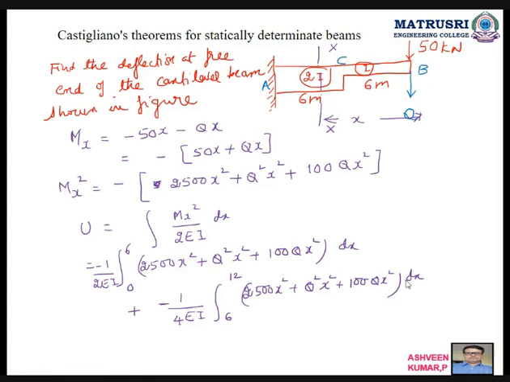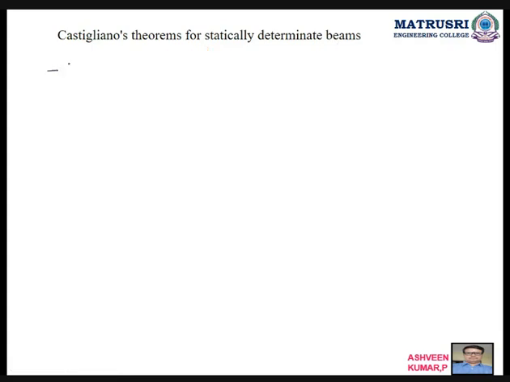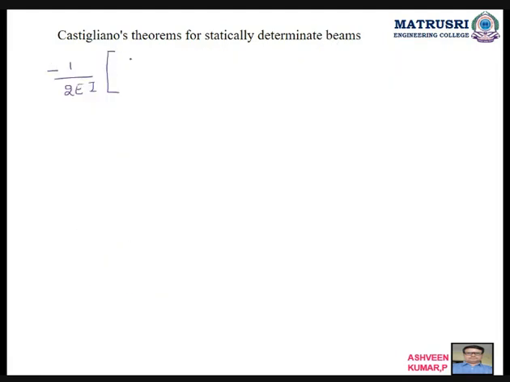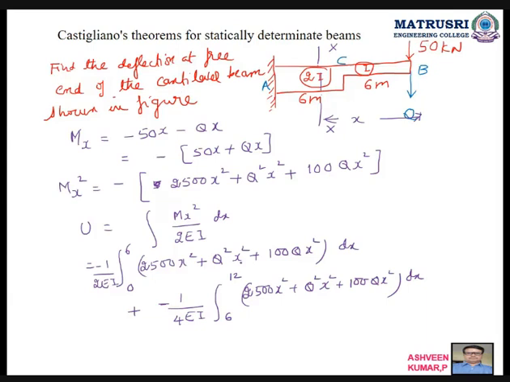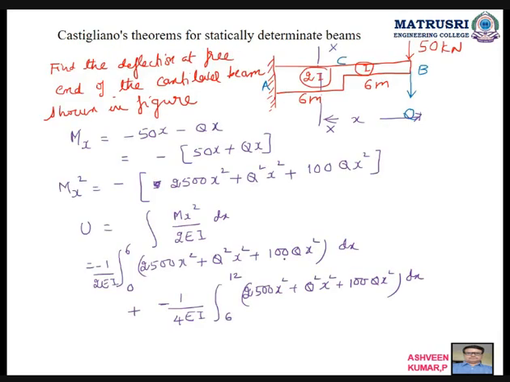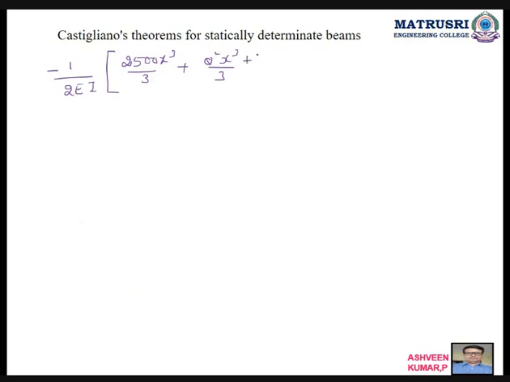Then 2500. Next step. So the next step is 1 by 2EI, 2500 x cube by 3, then Q square x cube by 3, then 100 Q x cube by 3, limits 0 to 6, minus 1 by 4EI.